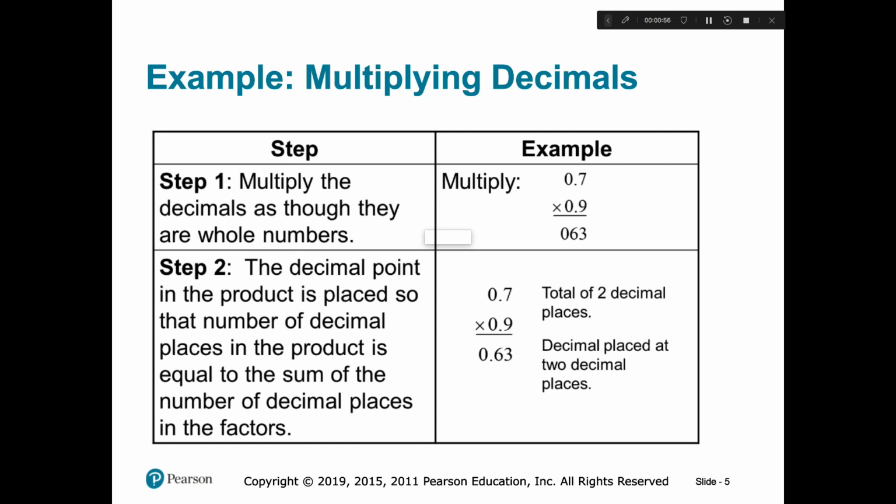So for example, if we have 0.9 times 0.7, if you know what 9 times 7 is, and you don't even have to work this one out, you can just be like, it's 63. There's two spots behind the decimal point, the 9 and the 7, and so we put both 6 and 3 behind that decimal point. Okay?